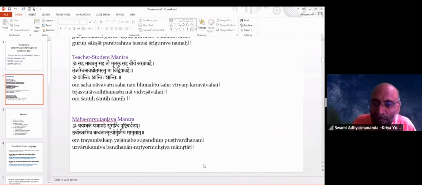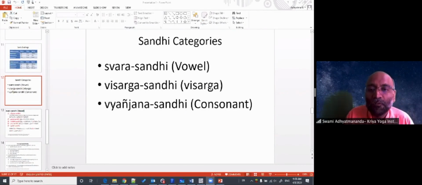Welcome everybody. So three types of sandhi. So swara sandhi, when two vowels come together. That means there is a vowel at the end of the first word and there is a vowel in the starting of the second word. So when two vowels are coming together, the sandhi which takes place is called swara sandhi.